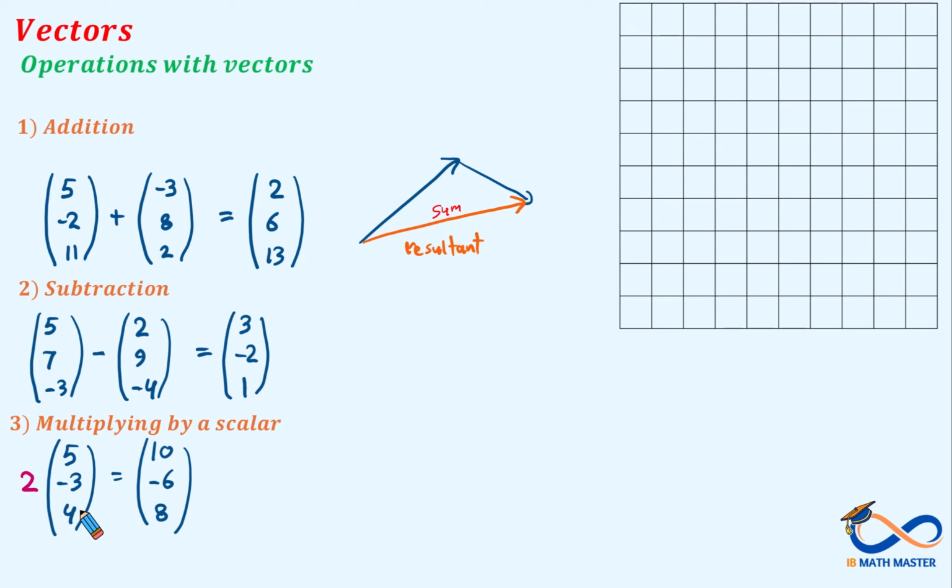Now here, when we multiply any vector by a non-zero number, we get a new vector that's parallel to the original vector. So this vector here and this one are parallel in the space if we draw them. We will get to know these parallel vectors in the next video about vectors, when we study parallel vectors and unit vectors.